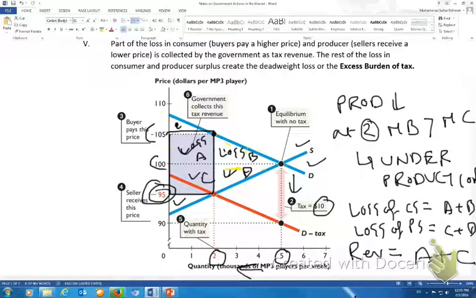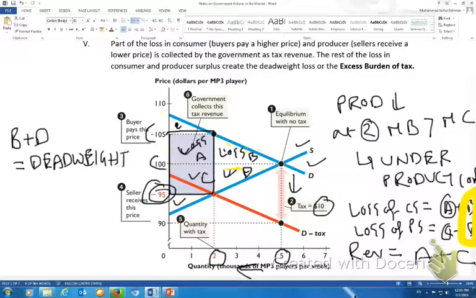Okay, so now let's compare these numbers. Our consumer loses A plus B, our producer loses C plus D, then government gains A from consumer surplus loss and C from producer surplus loss. So what remains is this area B and D, which really does not get absorbed by the government revenue. So therefore we can say that B plus D is the deadweight loss of this tax, and B plus D is the excess burden of tax.